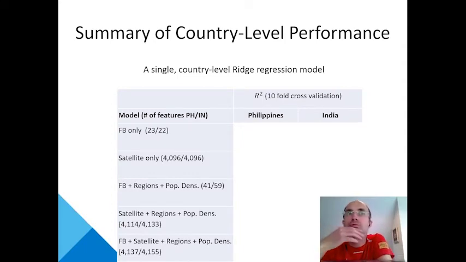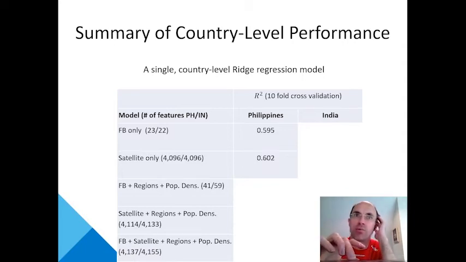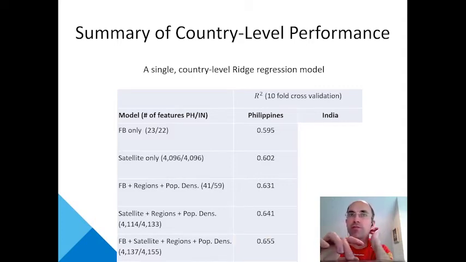So how well do these different data sets perform? If you use only Facebook data, so nothing else, and this includes Facebook penetration, you get an R squared, the percentage of the variance explained, for the Philippines of about 0.6. If you use only satellite imagery, you get something quite similar. If you add additional variables related to population density and regional dummies, the Facebook data improves in its performance, as does the satellite imagery. Still, they're somewhat similar. And if you put everything together, you get slightly higher performance.